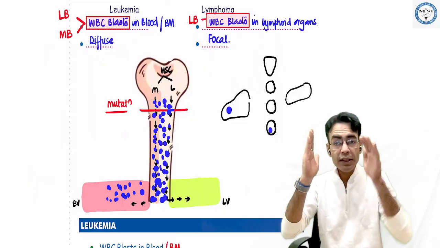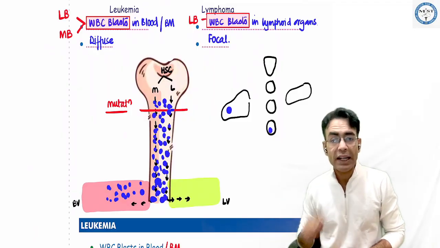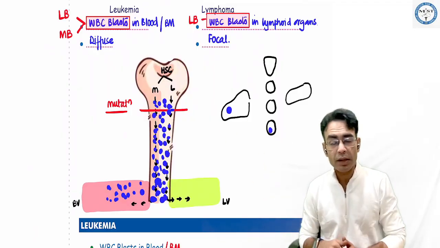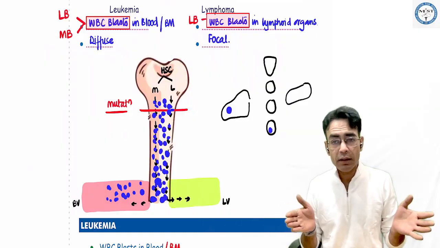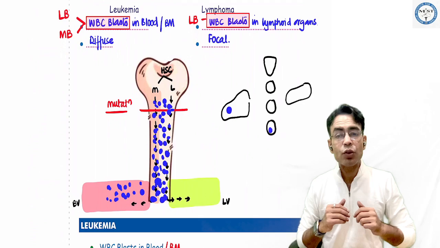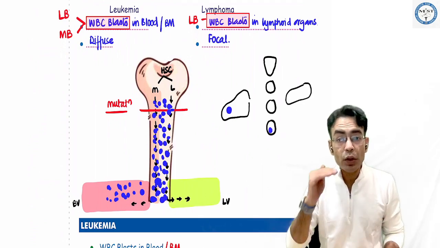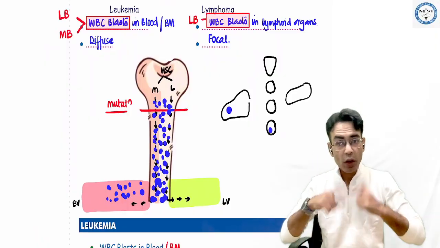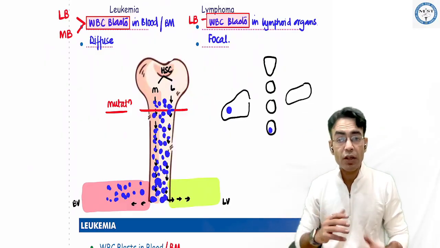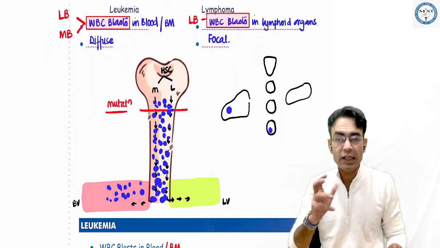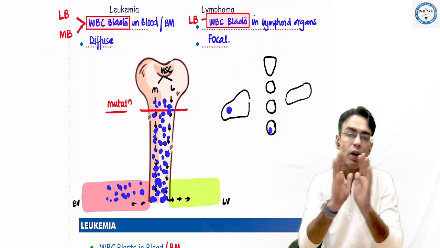Whenever one lineage is mutated, the other lineage is suppressed. So if there's a myeloid mutation, lymphoid is suppressed. If it's a lymphoid mutation, myeloid is suppressed. So how many types of leukemia can we have? 2 types, myeloid and lymphoid. Now, these myeloid and lymphoid leukemias can be acute and chronic. I would say it's an acute leukemia when the mutation has a maturation arrest, where proliferation of abnormal cells is seen, but there is no maturation occurring. So in the blood, you will find more immature cells, and whenever there are more than 20% immature cells in the blood or in the bone marrow, you call it acute leukemia.